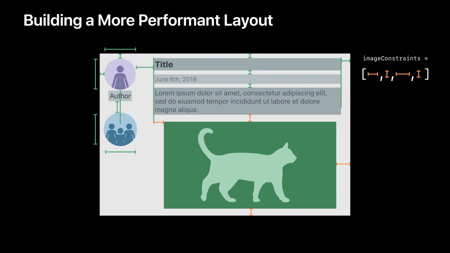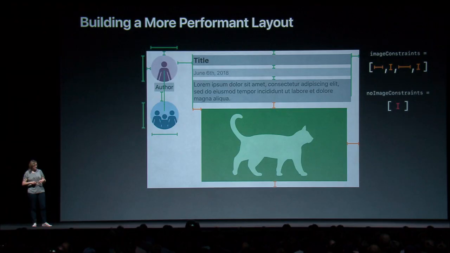And let's also take the constraints that are going to be there when there's no image. I very creatively named these image constraints and no image constraints, so you can keep them apart. When we're getting to the point where we're going to be putting in this image view or taking it away, let's see what layout we're currently in, deactivate the no image constraints if we need to, and activate the ones for the image.